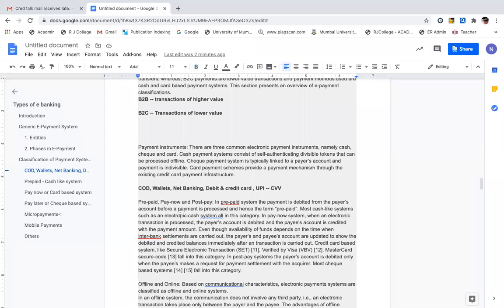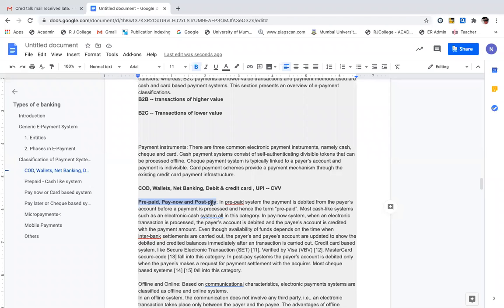Now, talking about this, right? We are going to say, another way of classifying your payment system is prepaid, pay now and postpaid. Okay? Prepaid matlab the order is already paid, which means it is debited from the account even before the payment is processed. ठीक है? Payment उनको पहुंचने से पहले आपसे debit हुआ जाता है, आपसे debit करते हैं, right?